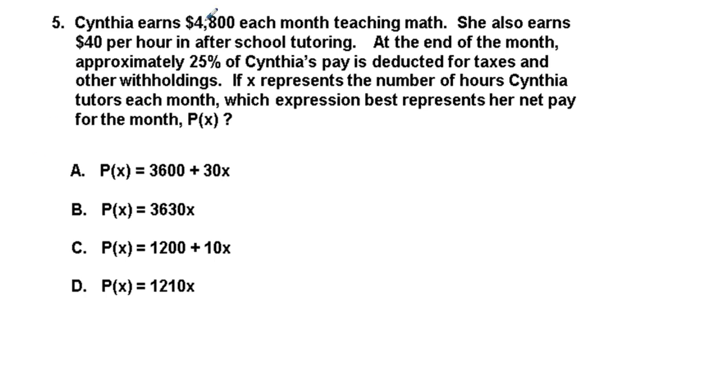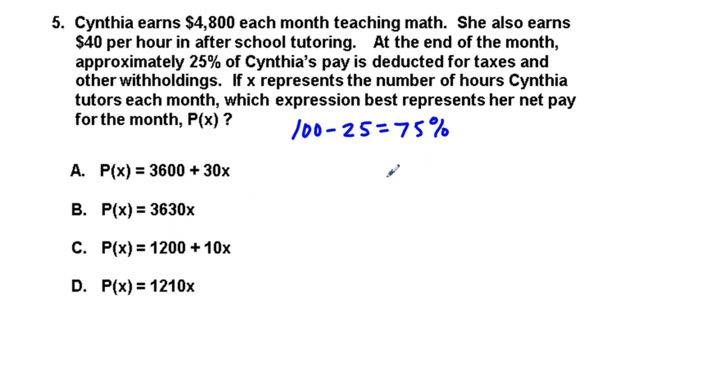5. Cynthia earns $4,800 each month teaching math. She also earns $40 per hour at after-school tutoring. At the end of the month, approximately 25% of Cynthia's pay is deducted for taxes and other withholdings. So if you're going to deduct 25%, how much is that going to leave her? 75%. Okay. And she's going to get that every month, so it's going to be either A or B.